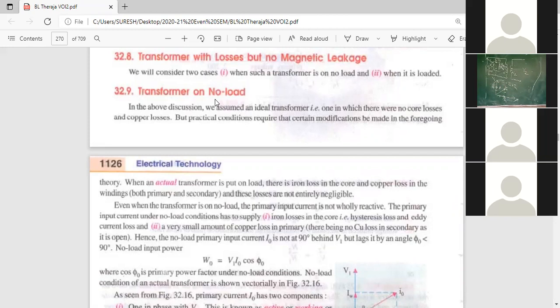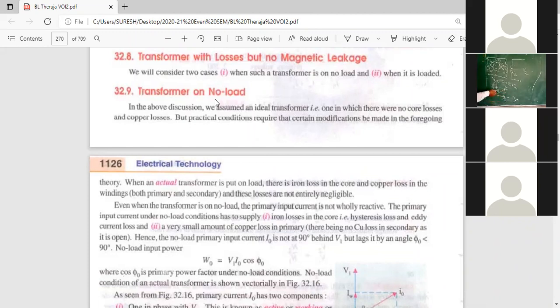Now tell me, what is phi naught? Where will you take the angle phi naught? In between V1 and I naught. This is your phi naught. The angle in between voltage V1 and current I naught is phi naught. Any doubt in this phasor diagram? Is it okay?